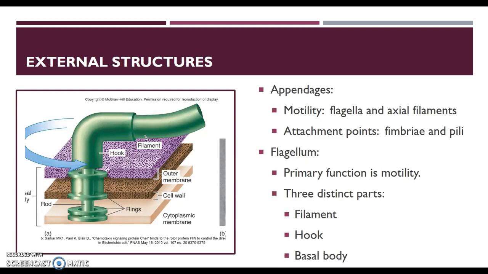So we're going to start with appendages, the very external structures of bacteria. And appendages have two primary functions. Either they are used for motion or motility, such as flagella and axial filaments, or they help the organism attach to its location or another organism. And that is the function of the fimbriae and the pili.